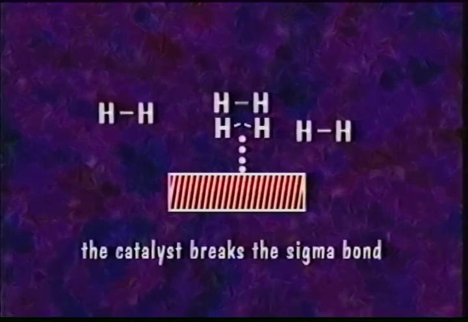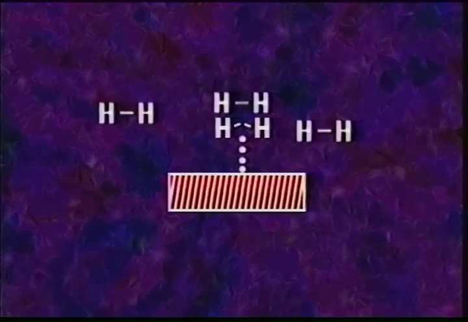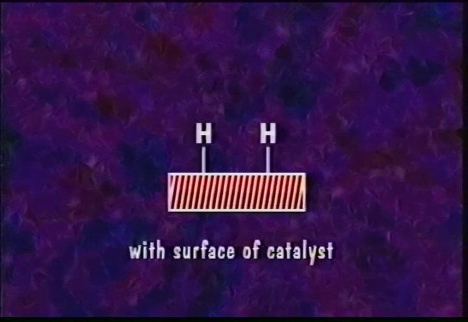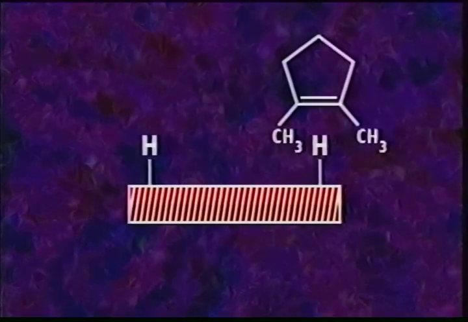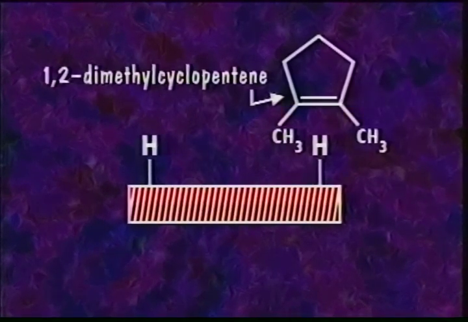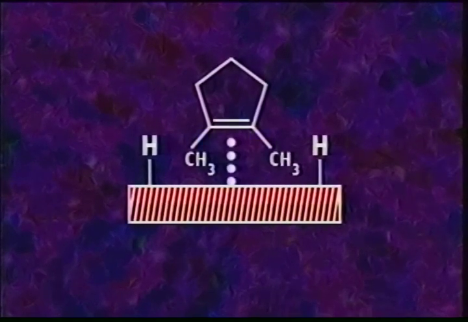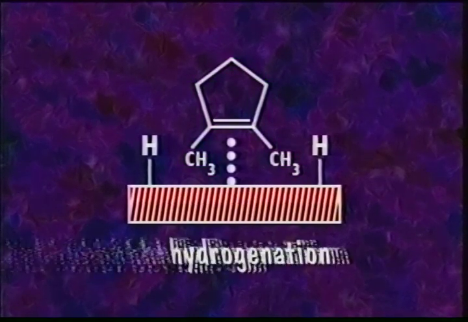It's like the catalyst lassos the sigma bond and pulls it in. The catalyst breaks the sigma bond between the two hydrogens of the H2 molecule, and then the individual hydrogen atoms form bonds with the surface of the catalyst. Likewise, as the 1,2-dimethylcyclopentene approaches the surface of the catalyst, the pi bond of the alkene breaks and forms this strange attachment to the surface of the catalyst as well. So the surface of the catalyst is now covered with single hydrogen atoms and funky-looking 1,2-dimethylcyclopentene complexes.